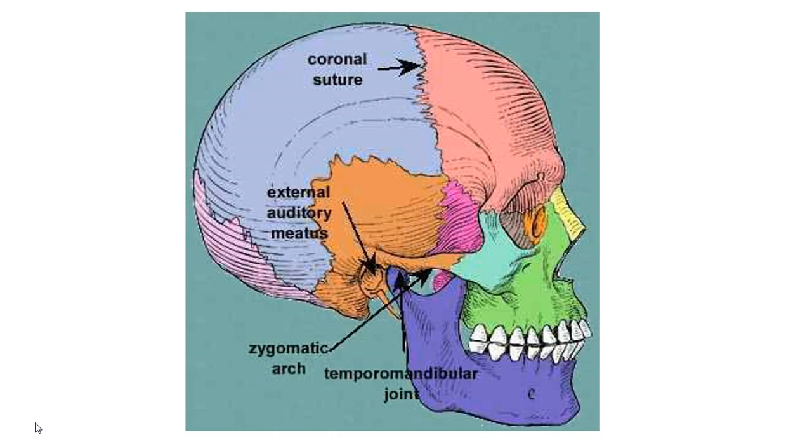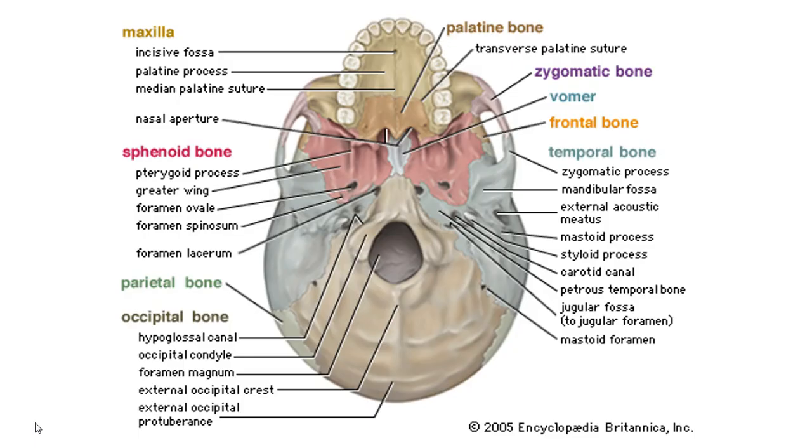This is just another anatomy picture. It's a lateral view of the face. You can see the zygomatic arch, your temporomandibular joint, and where your ear goes, your external auditory meatus. You can also see on this picture the coronal suture, which joins the parietal bone and the frontal bone. Use this as a review.